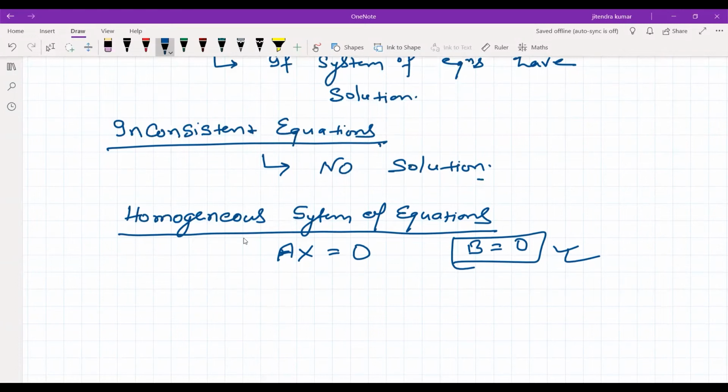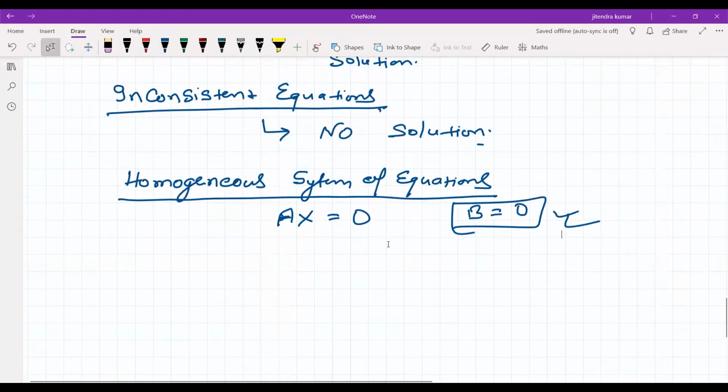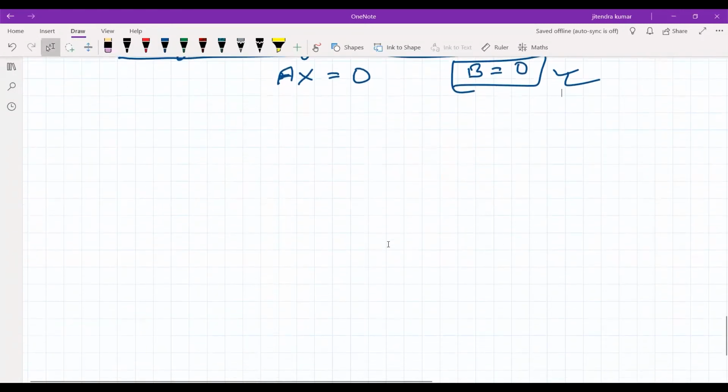So these are the three terms. Now, based on these three terms, we are going to see some properties here. I'm just explaining all this in chart form.